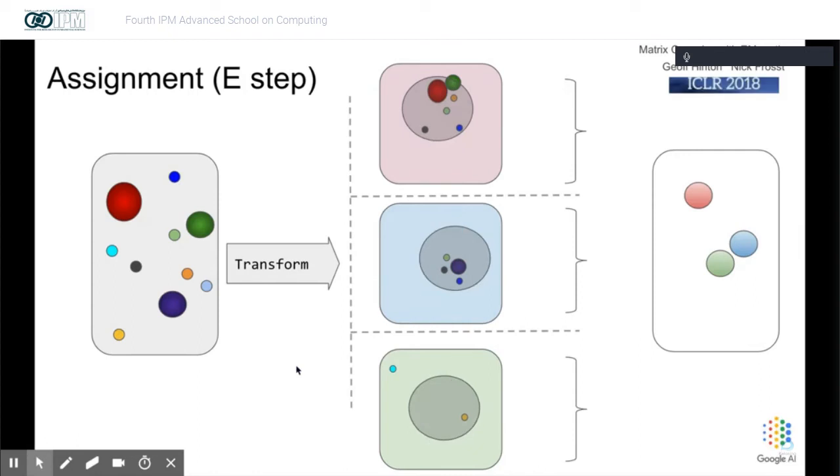To refine the capsules, we perform a parent assignment step. This is similar to the expectation step in the EM algorithm. We choose parents based on which Gaussians explain which lower level capsules best.